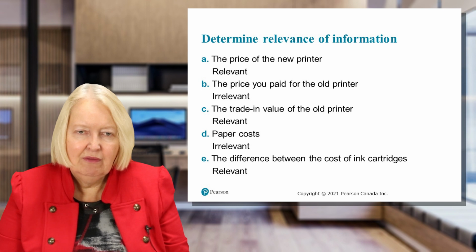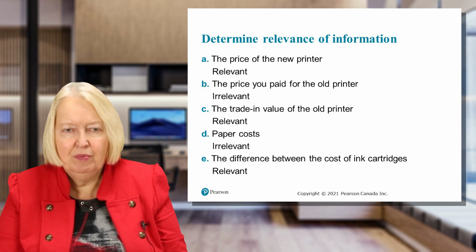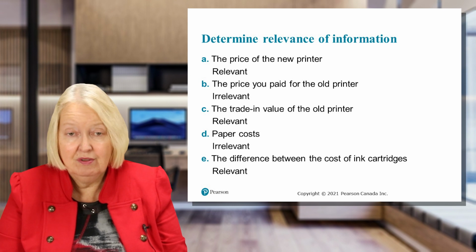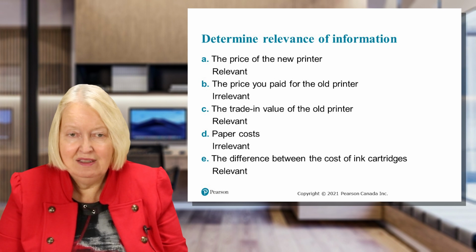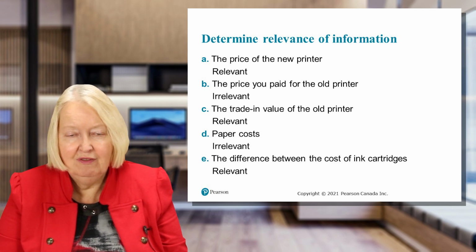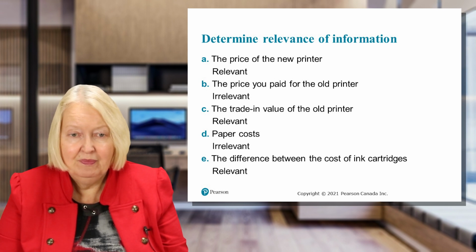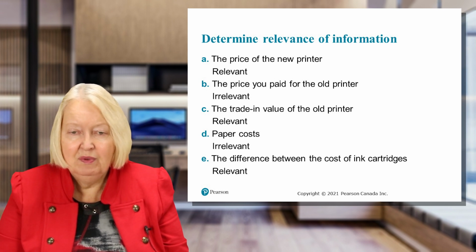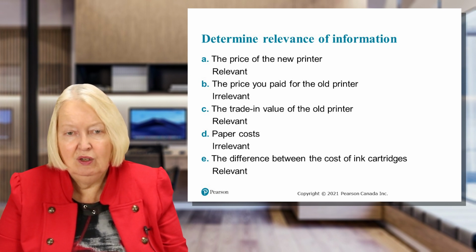So when you're looking at relevance, say for instance, if you were going to buy a new printer, obviously the price of your new printer is relevant, but the price you paid for your old printer, it's irrelevant. The money has been spent, so it's a sunk cost. Unless you can trade in your old printer. So the trade-in value, that's what would be relevant, not the value you paid for it. Paper, irrelevant. You're going to be using the same amount of paper on the old printer and on the new printer. However, if there's a difference between the cost of the ink cartridges between the old printer and the new printer, you would have to include the price difference between these cartridges.